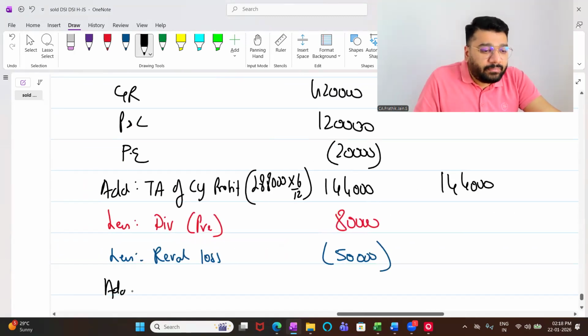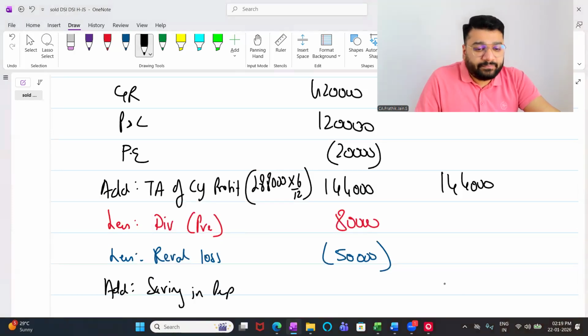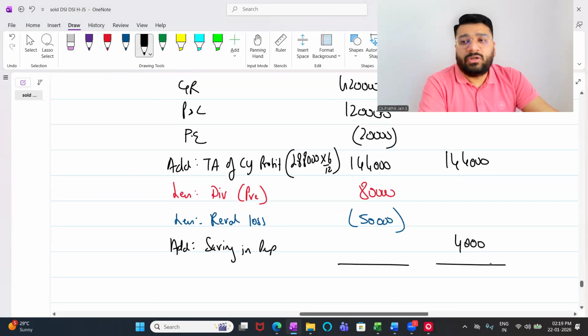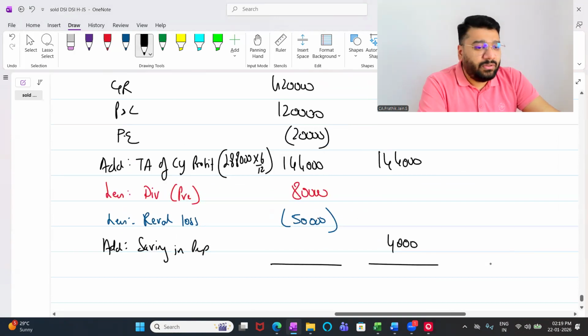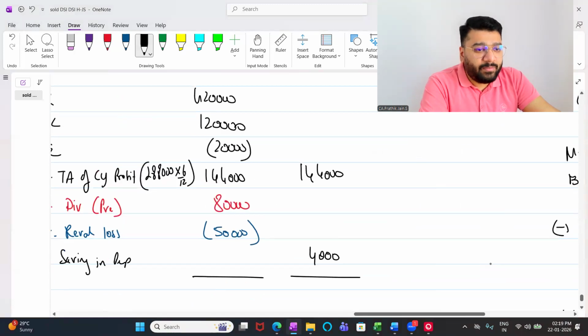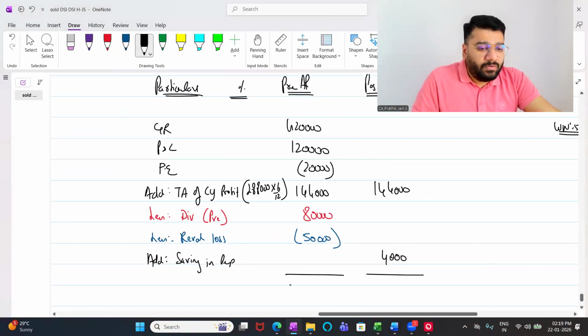So add savings in depreciation. How much is it? 4,000. Any other adjustments? No. No inventory adjustments, no bonus adjustments, nothing. Tell me the final profit. 5,34,000.